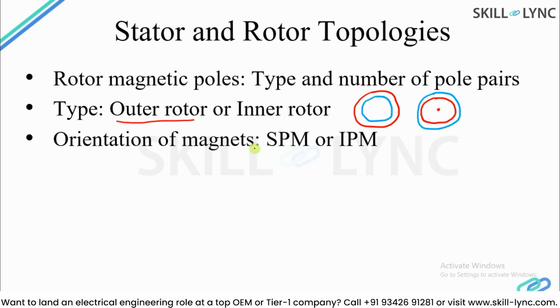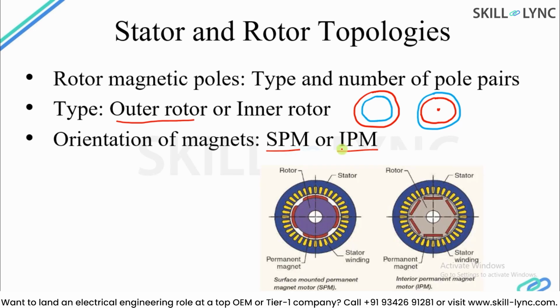So let's see more types of motor according to the orientation of the magnets. According to the style in which the magnets are inserted into the rotor, there are mainly two types: surface permanent magnet or interior permanent magnet. So here is the difference between surface and interior permanent magnet. The permanent magnets which are on the outer surface of the rotor are called surface permanent magnet. So this is one important classification of different types of PM rotors, whether it's surface permanent magnet or interior permanent magnet.